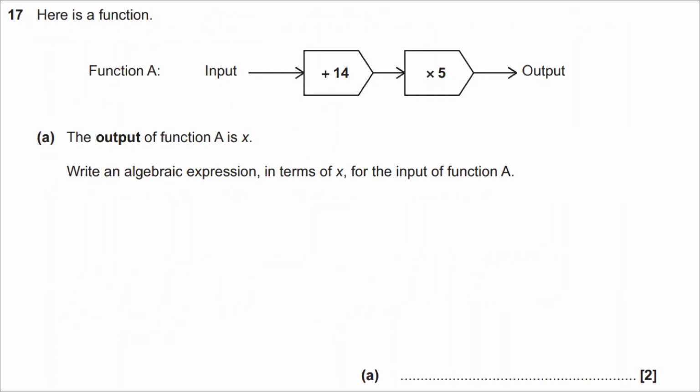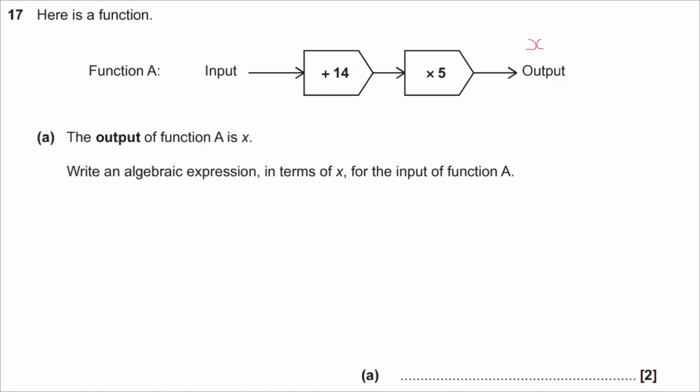Good. Function machines. Okay, question 17. Here is a function machine. Input, plus 14, times by 5, you get the output. The output of function A is x. Okay, so the output is going to be x over here. Find an algebraic expression in terms of x for the input of function A.